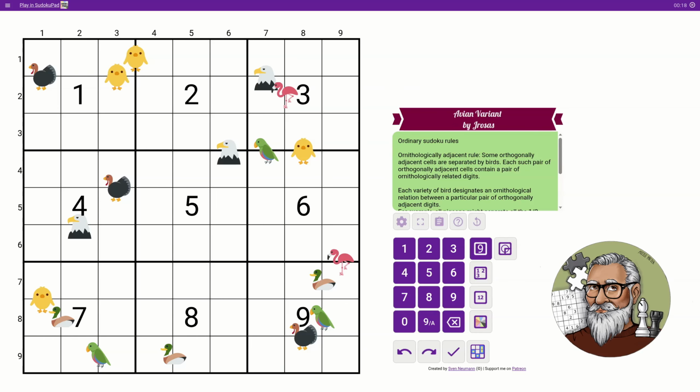Today I'm going to be trying my hand at Avian Variant by Jrosas. If you'd like to give it a go, there will be a link in the description below. If you do, please let me know how you fared and what you thought of it.